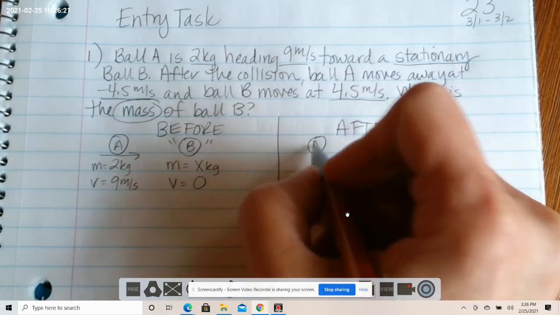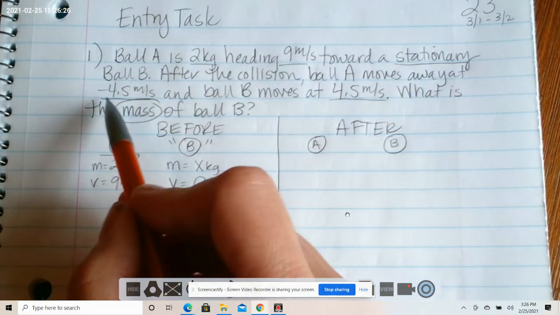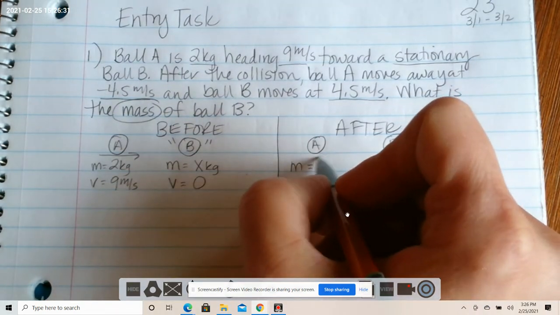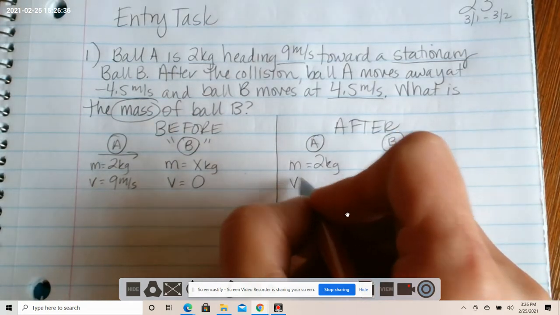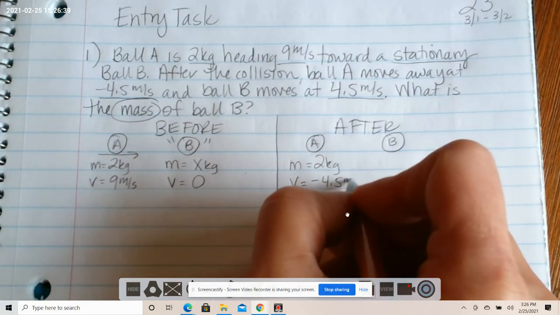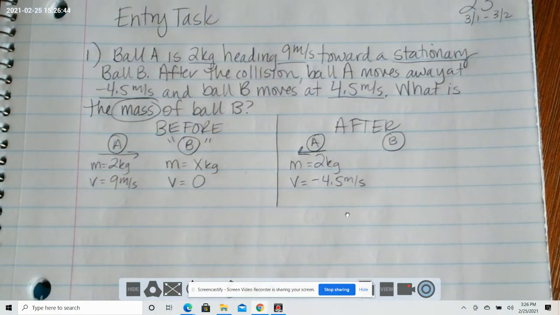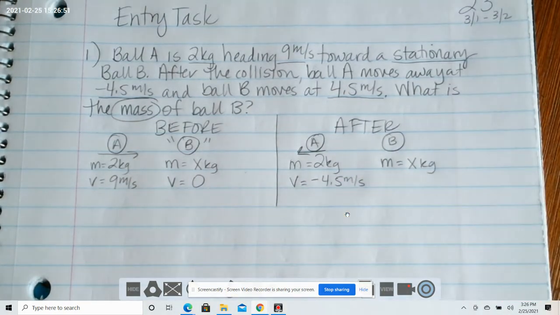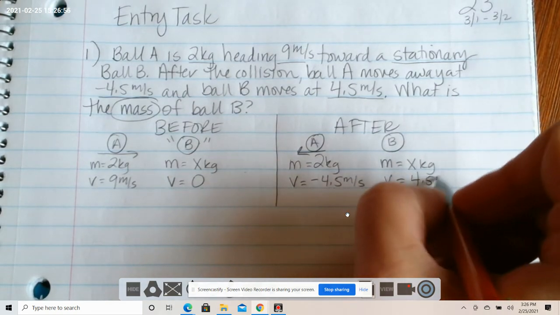So ball A and ball B. It says after the collision, ball A moves away at negative 4.5 meters per second. So ball A, its mass did not change. It's still 2 kilograms, but this time its velocity is negative 4.5 meters per second. That means it changed direction. So now it's going to the left because of the negative. So after the collision, it turned around and went the other way. We still don't know the mass of ball B, so it's still X kilograms. And we do know the velocity is a positive 4.5 meters per second.